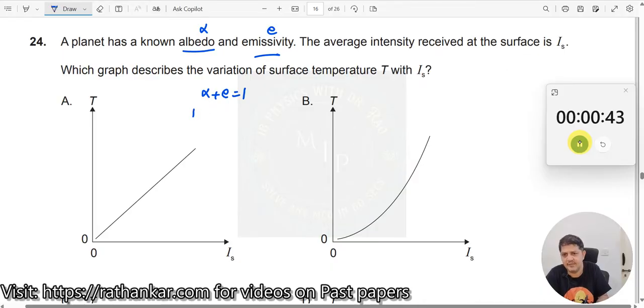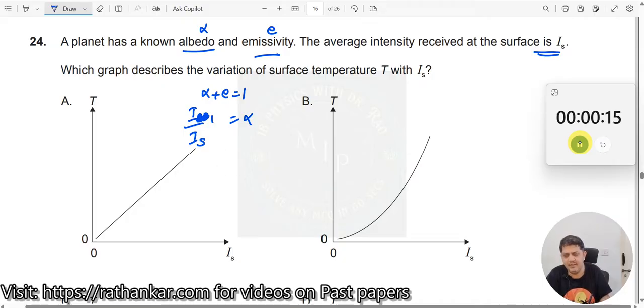Okay. So therefore, IS divided by I. What is this IS over here? IS is nothing but the received intensity. So this will be the received intensity and this will be I scattered. Let me write this I1 here, is equal to alpha, which describes the variation of surface temperature T with IS. Now I1 by IS equal to alpha, true, but now part of it will get scattered and part of it will get reflected, or re-radiated.